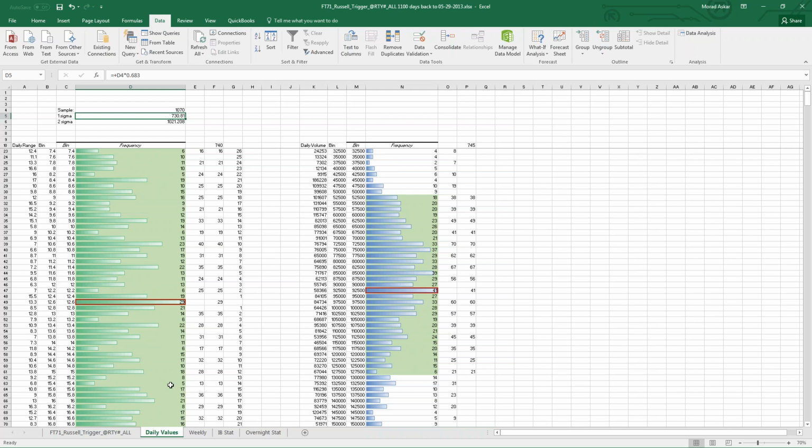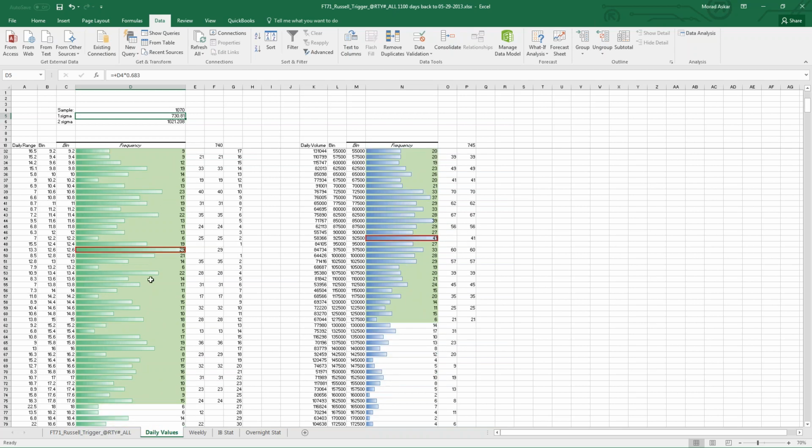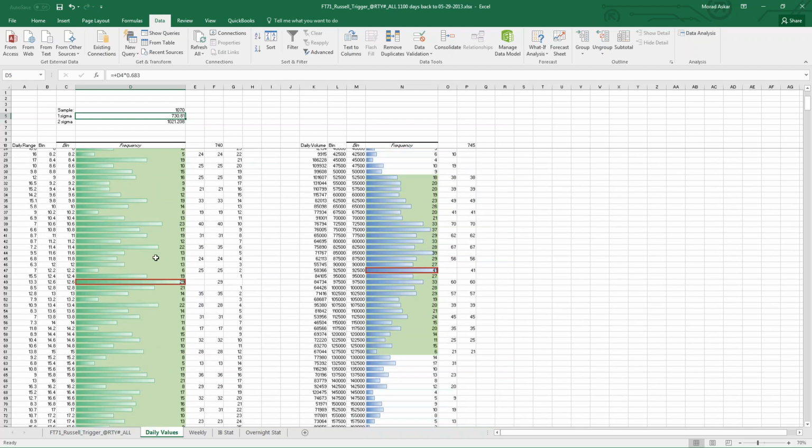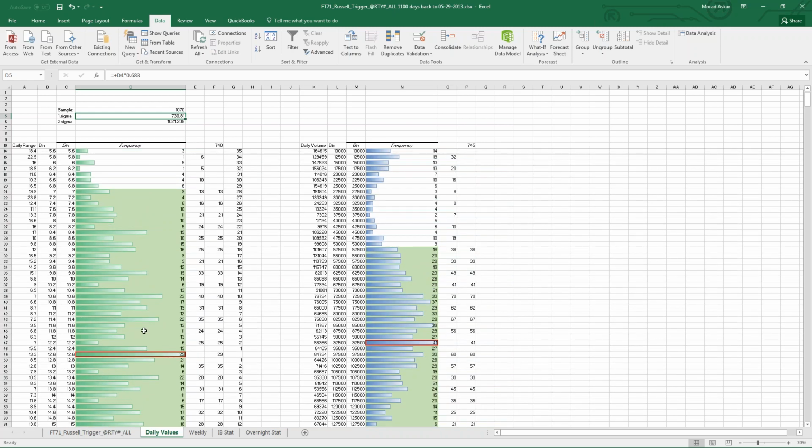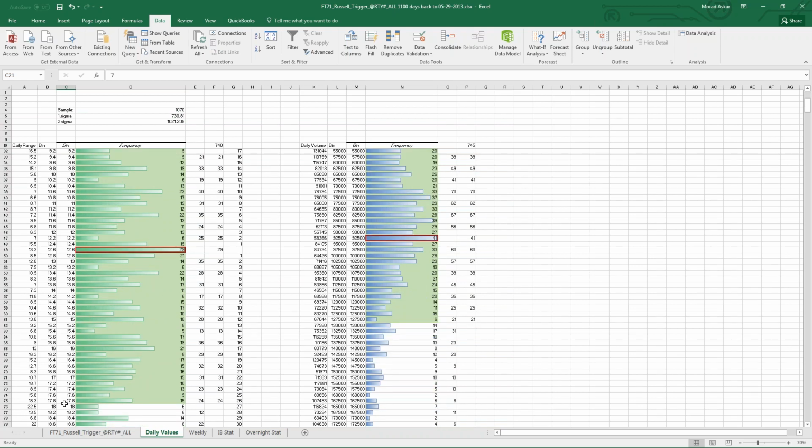So what I'm doing here is I'm creating a manual volume profile and value area for this range. And I determined that the range, the value area of the range goes from 7 to 17.8, and voila, 7 to 17.8. That is considered the normal range.